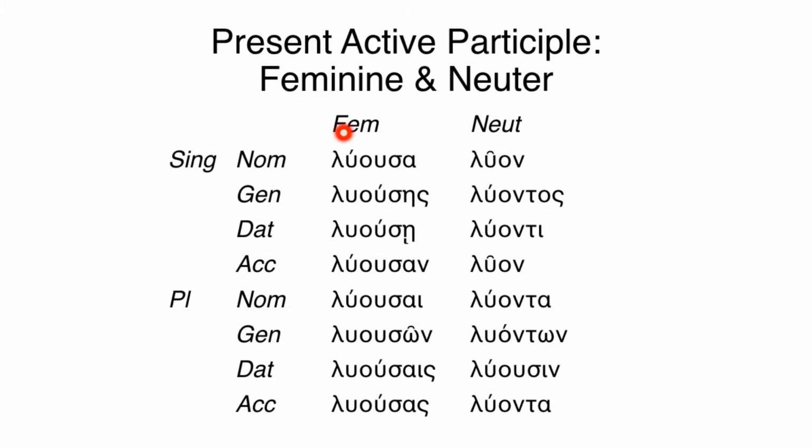Again, the significance of these forms is that participles will agree in gender and case and number with any noun that they modify, or when they're modifying a verb, with any noun that functions as the subject of that verb.